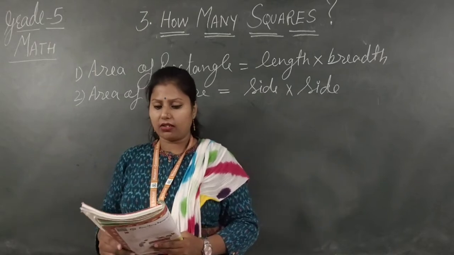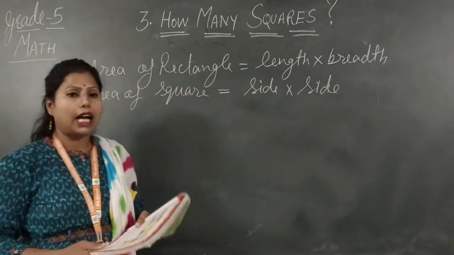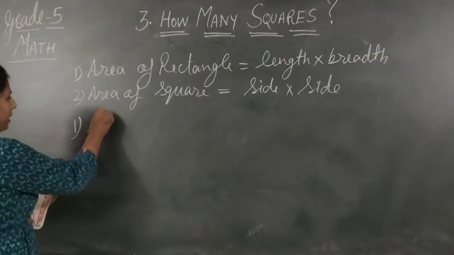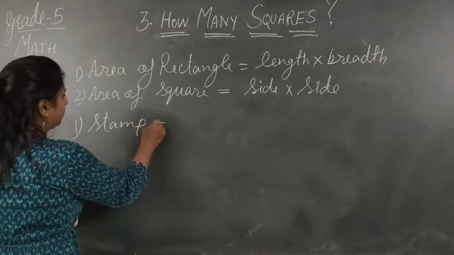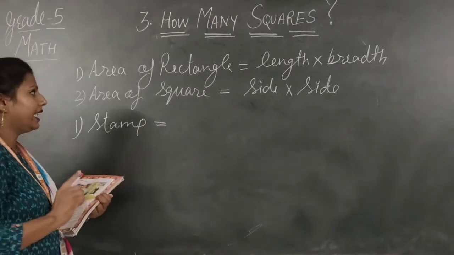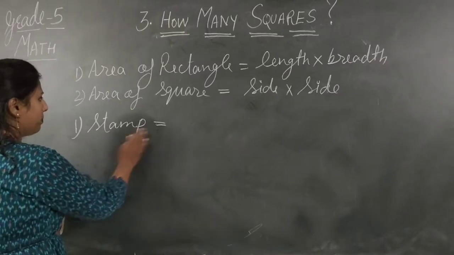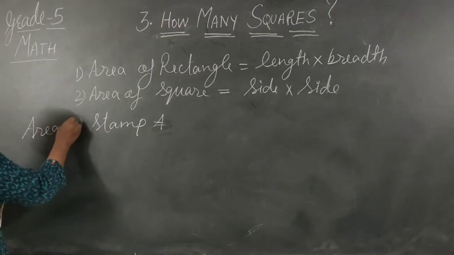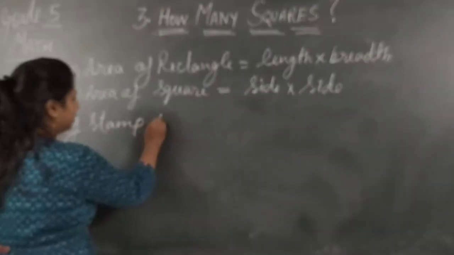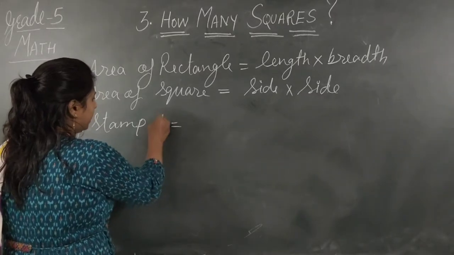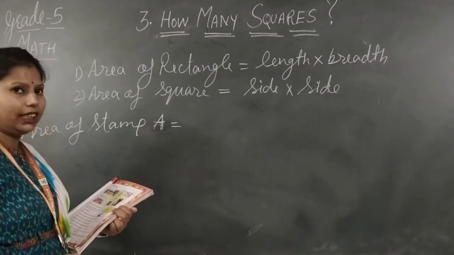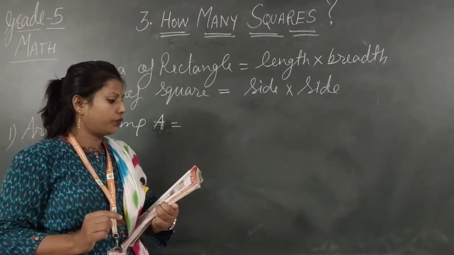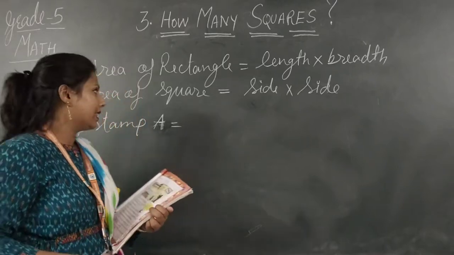Stamp A is as a rectangle. So we have to count that how many square as a rectangle. First we have to find the all areas of these all stamps. So the stamp A, you have to write down area of stamp A. First thing is that you have to know what is the length or what is the breadth. In length, how many squares are there? 1, 2, 3, 4, 5, 6. You can count also 6 as a length.